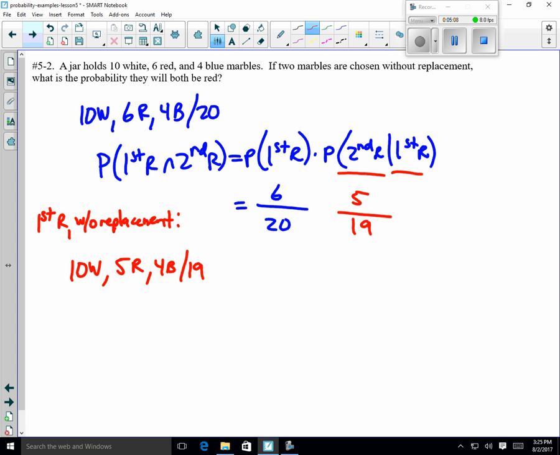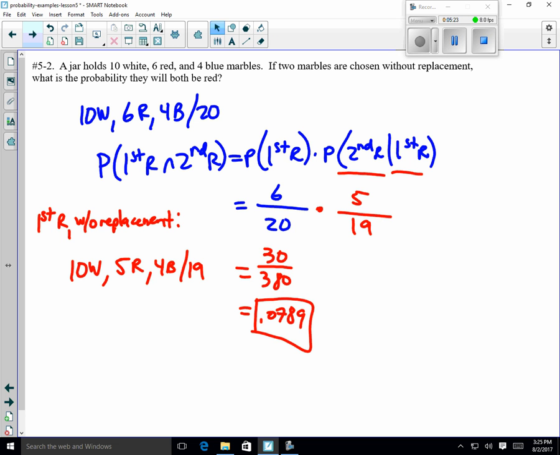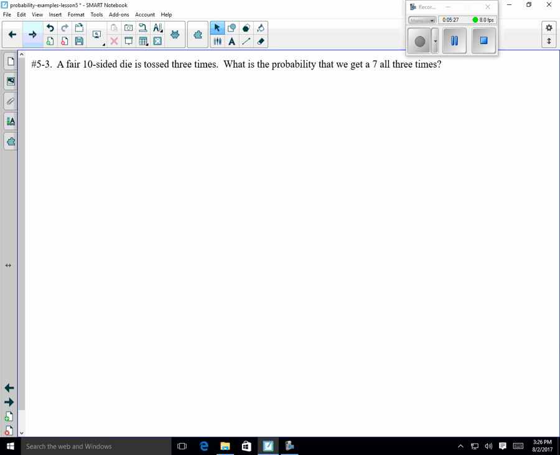So the second conditional probability now has changed because we didn't replace the marbles, so the situation in the jar is different. And again, we would multiply these two things, and so the answer would be 30 out of 20 times 19 is 380, and so that is 0.0789. A little bit different probability than the first time where we did replace. Okay, so kind of a classic jar problem. Let's take a look at the third one here.